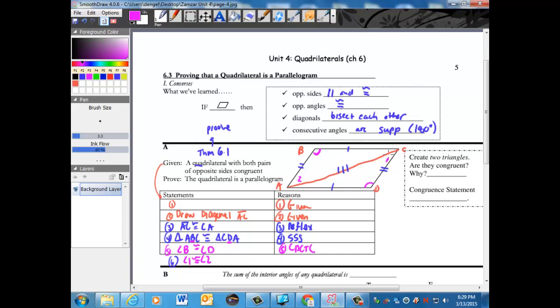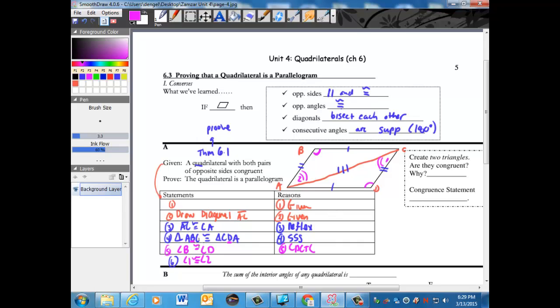We're not sure if these two lines are parallel. If we did, then we could say angle 1 is congruent, equal to angle 2, but we don't know that. What I'm saying is that these two angles have to be the same by CPCTC. Okay, and how did I get that?